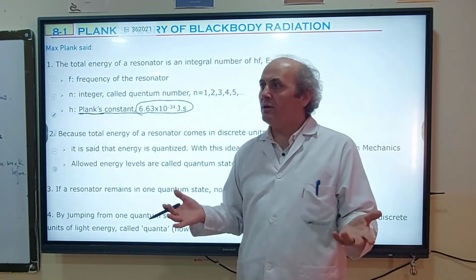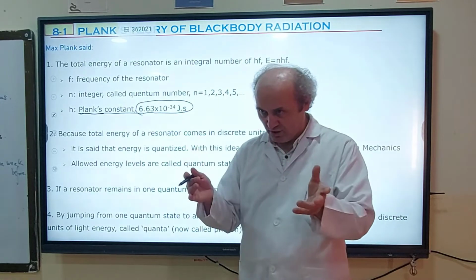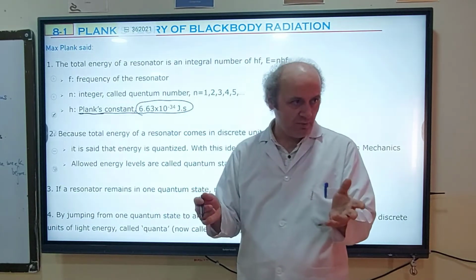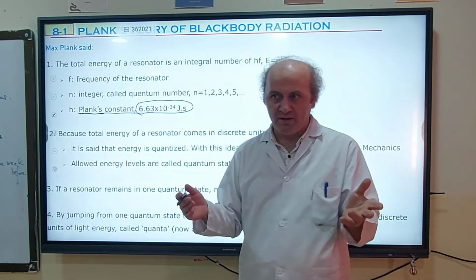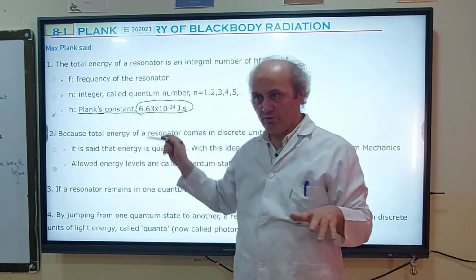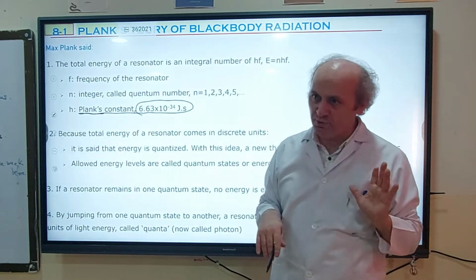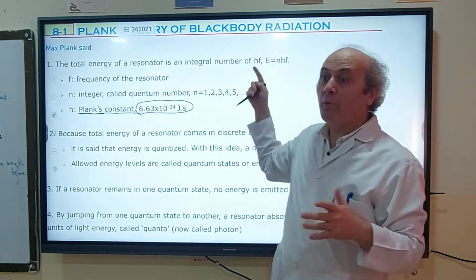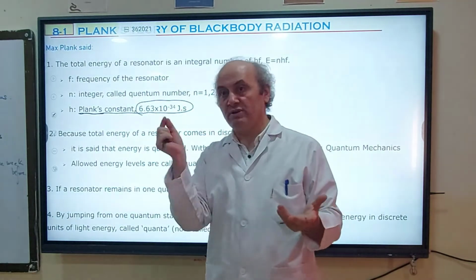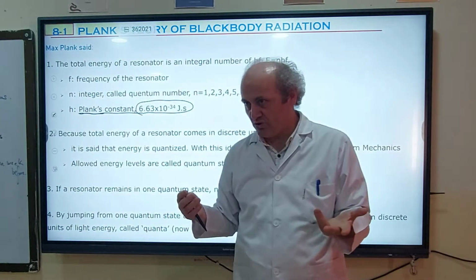Just like the universal law of gravity, we have capital G. It was 6.67 times 10 to the power negative 11. It is the same everywhere in the universe, universal. This is another universal constant, Planck's constant, h. What is f? The frequency of the resonator, at what frequency the resonator vibrates.